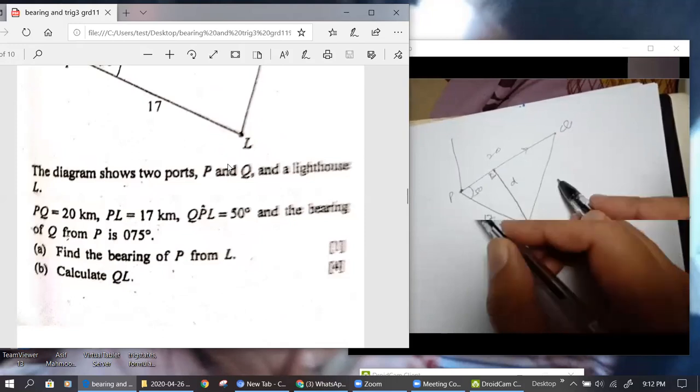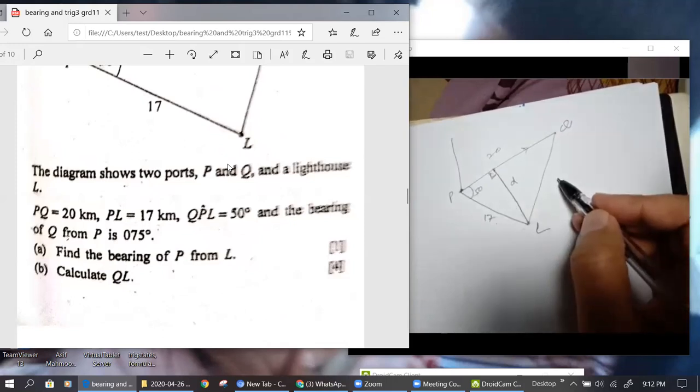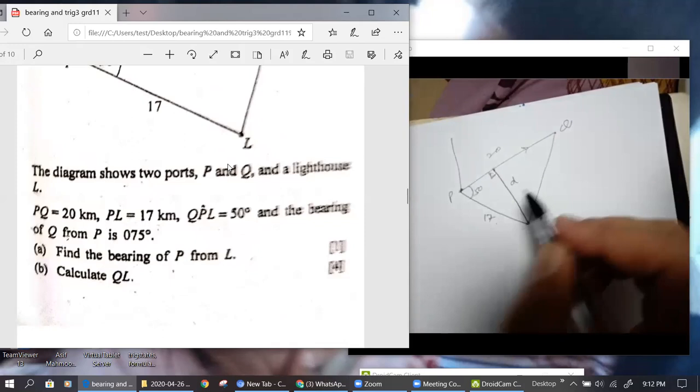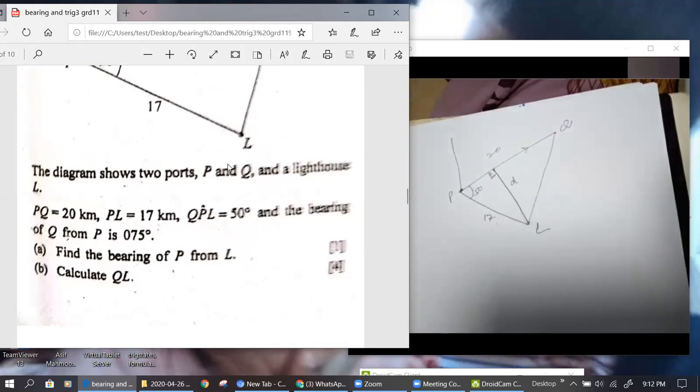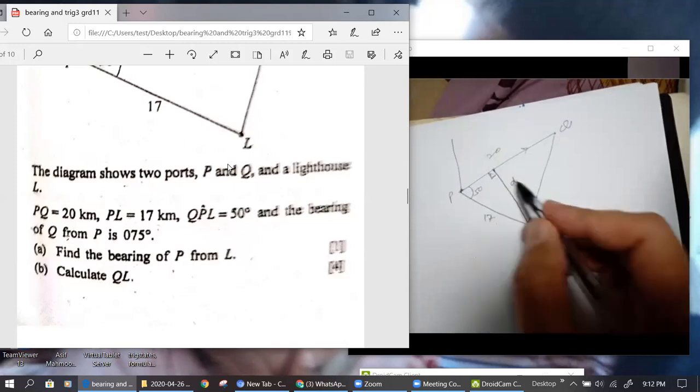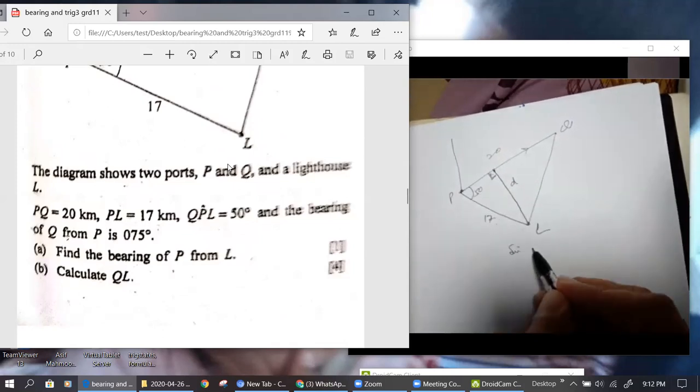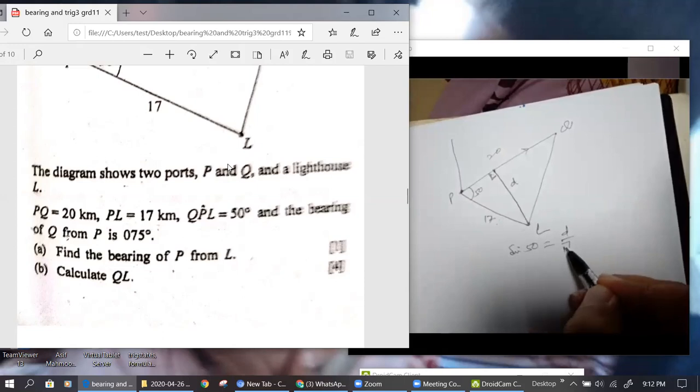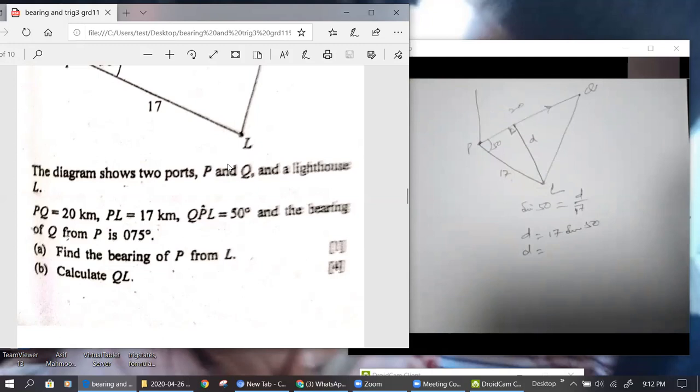Okay, one second. The line we're finding is unknown. So sine ratio. Yes, sine ratio. Sine 50 equals d over 17. So d equals 17 times sine 50. Now calculate quickly. The answer is 13.02. 13.02 is this. Yes, this is the distance.